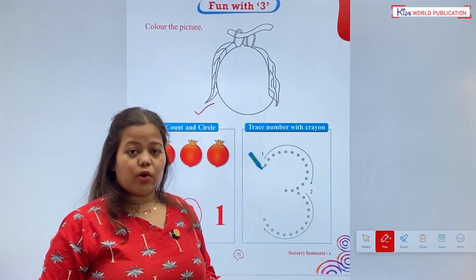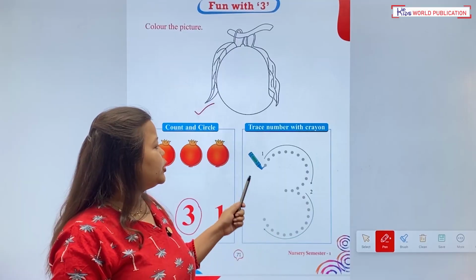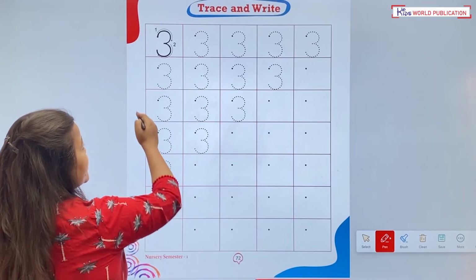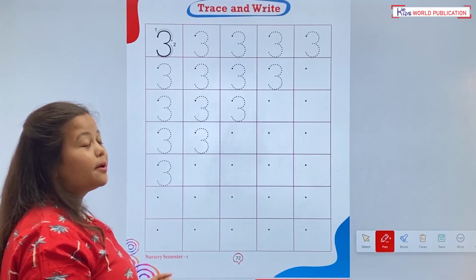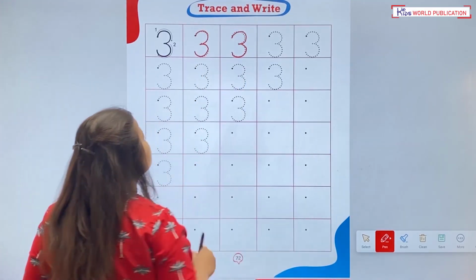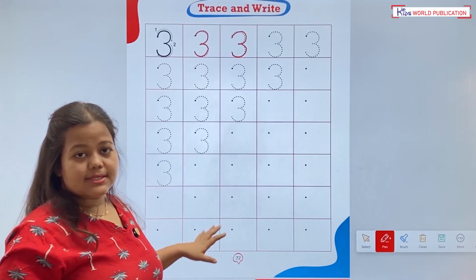Trace number with crayon. So kids, with the help of crayon, you will trace this given number. Trace and write. So kids, you will trace the given dots and complete the number 3 like this. This is how you will complete all the numbers.